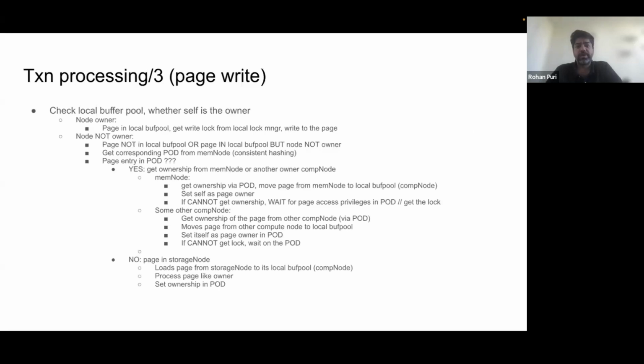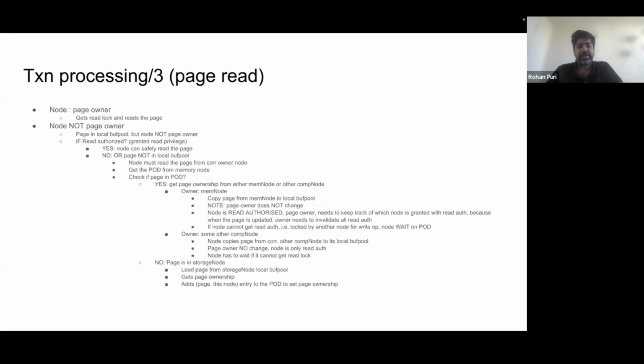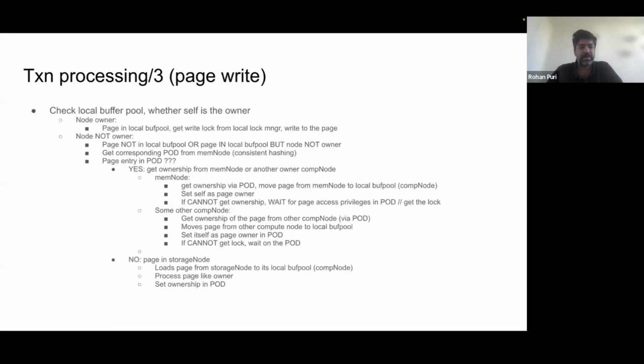So we'll just go over page write. There is page read also, probably we will not go into it, but I've added it in the slide. We can refer to it later. So how does a page write work? You check the local buffer pool, whether the node itself is the owner of the page and the page is in the local buffer pool. You get the write lock from the local lock manager and you can proceed with the write to that page.